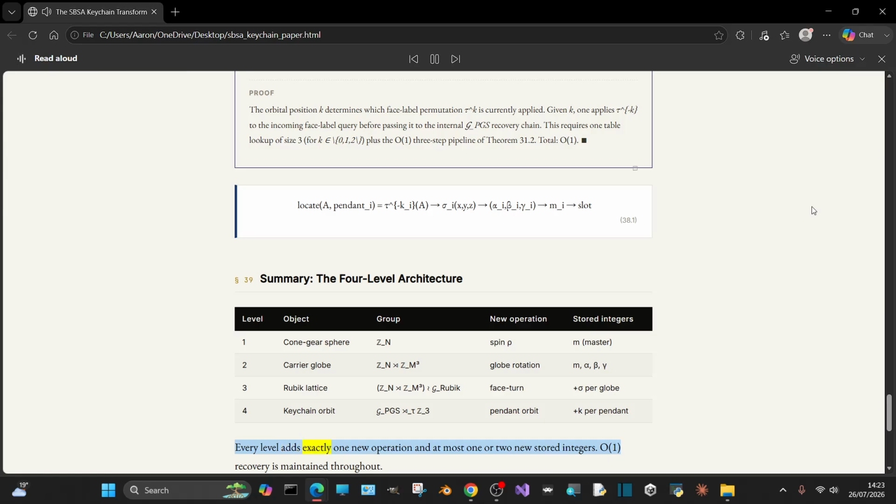Every level adds exactly one new operation, and at most 1 or 2 new stored integers. O(1) recovery is maintained throughout.